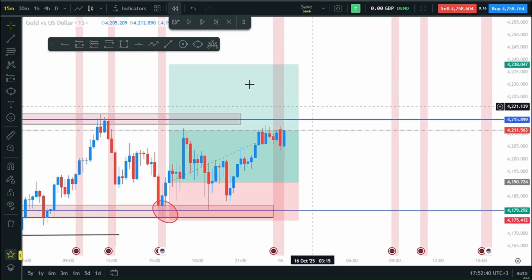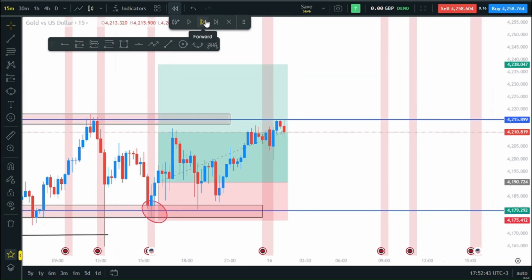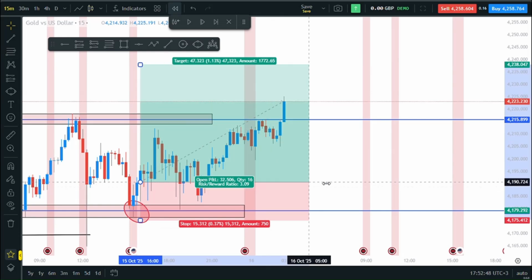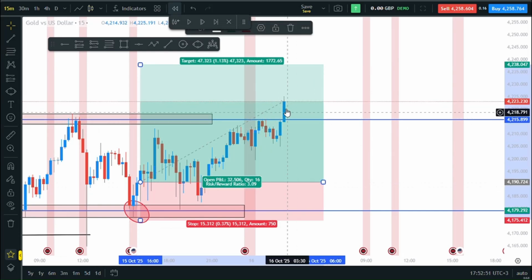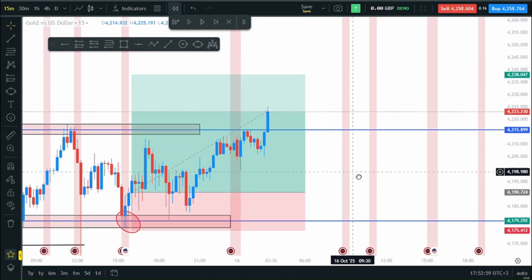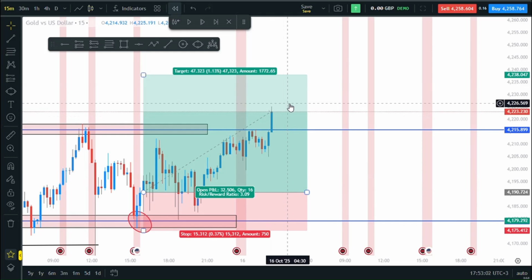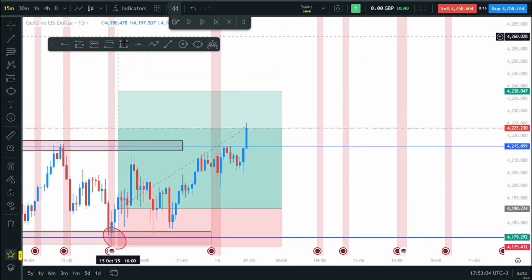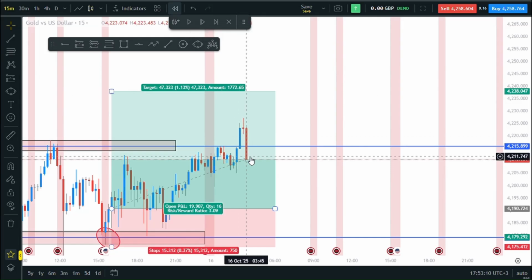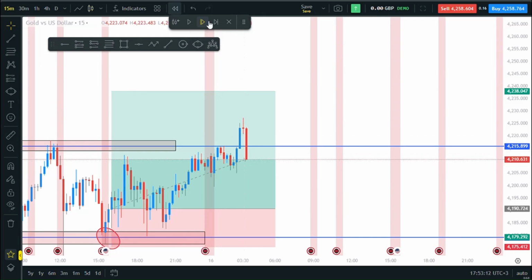Still more rejections from this level, and finally buyers broke above this level. Now what we could wait for is like so. This was my first TP hit, by the way. My first TP was hit here, and then I let the rest ride until full TP. Now guess what? Price came back into this zone. Now let's see what price did. After coming back into this zone, it immediately broke again.